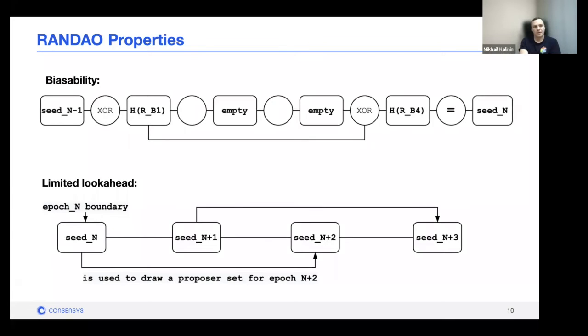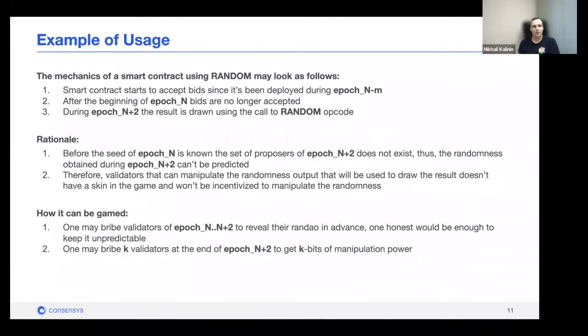So yeah, let's go to the example. The mechanics of a smart contract that uses random may look as follows. Suppose it's a lottery or any other logic that depends on the randomness. The smart contract is deployed some epochs, m epochs, before the n epoch, and starts to accept bids. After the beginning of the epoch n, bids are no longer accepted, and during the 2 epochs after, the result, whether it's a lottery or any other kind of thing, is drawn using the called random opcode.